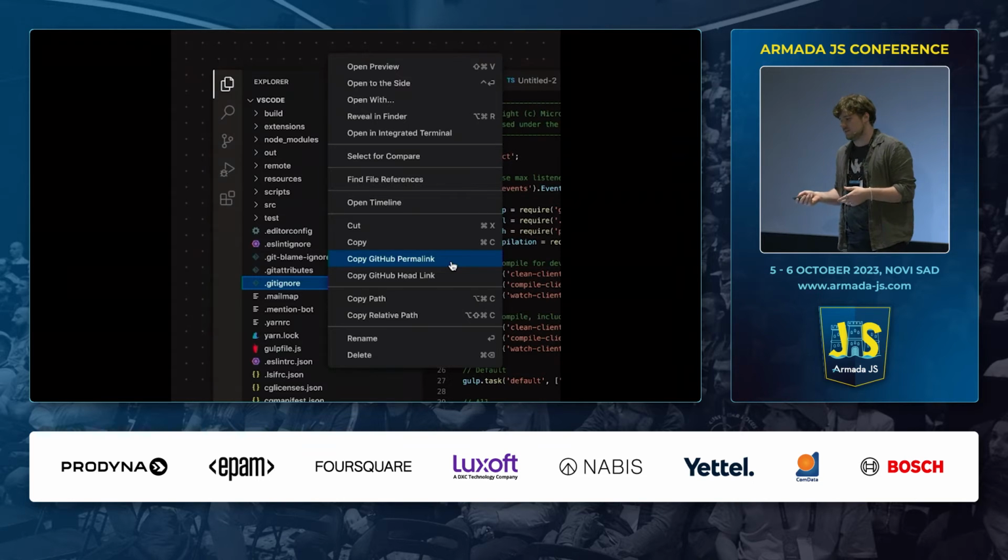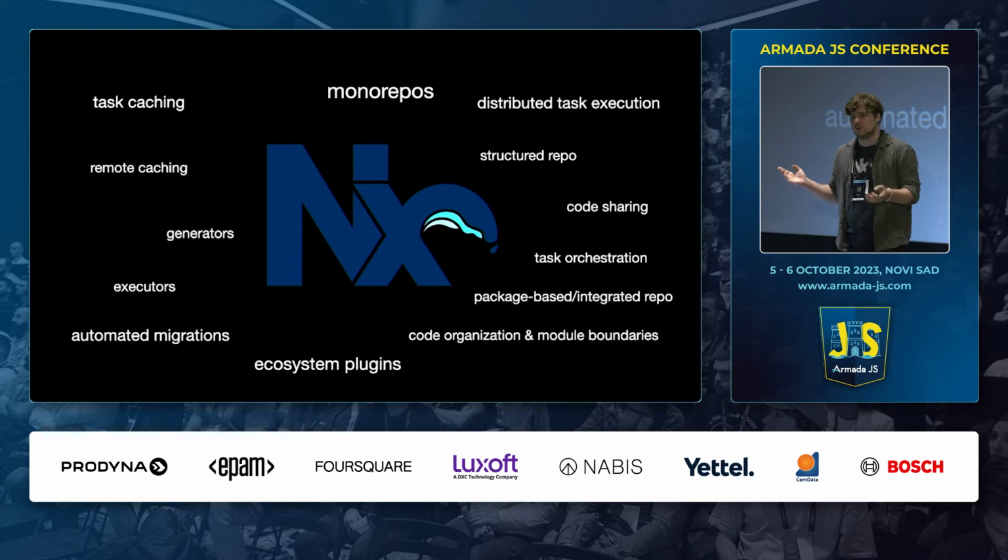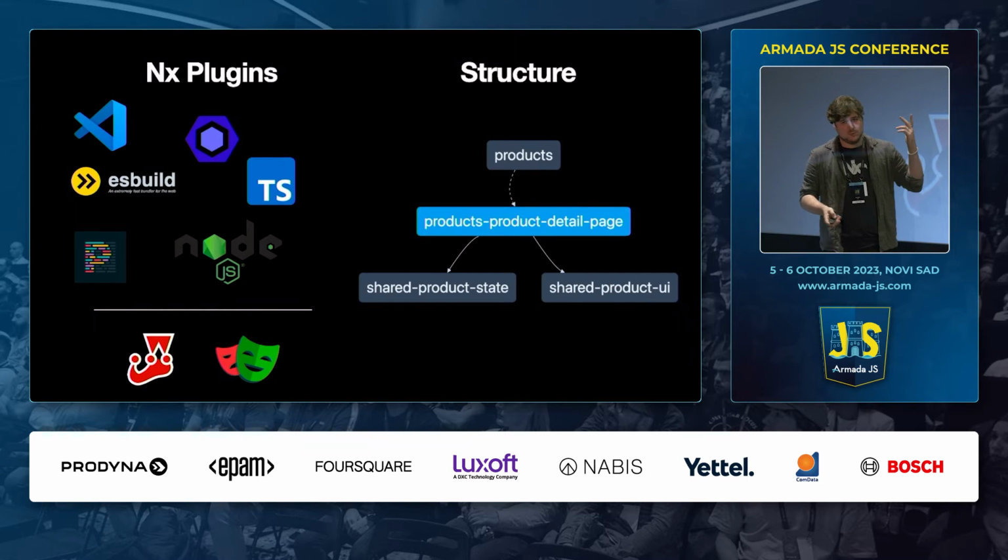Now let's get over to NX. So for those of you who don't know what NX does, you might have seen a lot of terms floating around there about what people think NX is and what NX actually is. Monorepos is a really popular one, remote caching, task orchestration, and NX is a very powerful tool and it does a lot of things, but today we'll be focusing mainly on two aspects. So the first one is NX plugins.